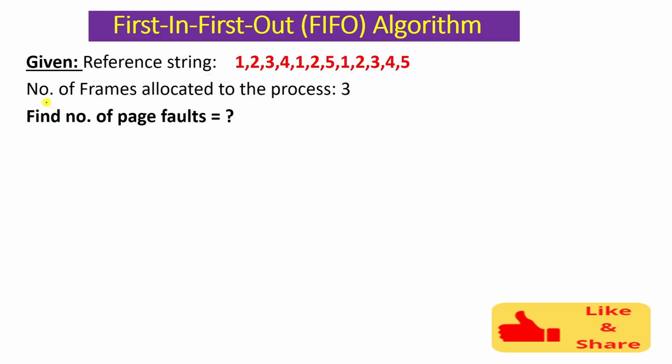Another thing that we will be given is how many frames are allocated to that process. And we will be asked to find how many page faults are generated when the CPU references or asks for these page numbers. So let's understand the meaning of this reference string.